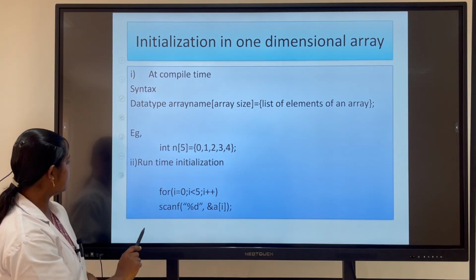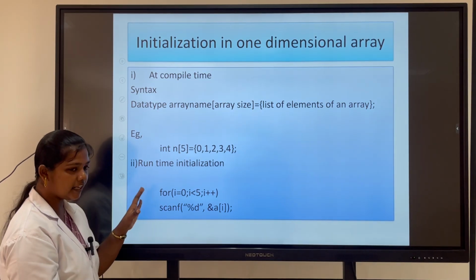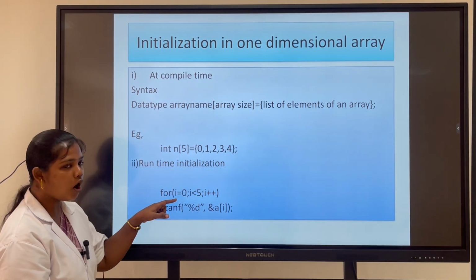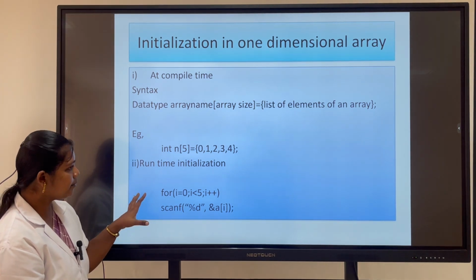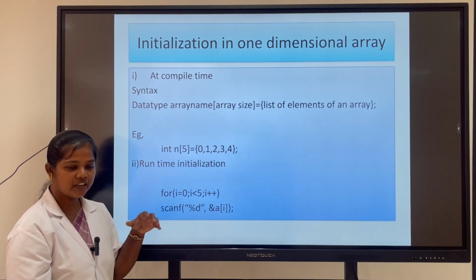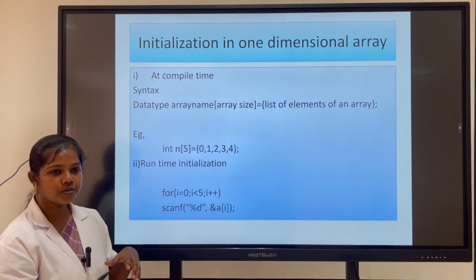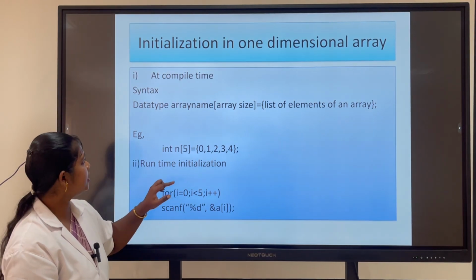Next, the second one is runtime initialization. In runtime initialization, we use a for loop statement. Why we use a for loop: because we get the input from the user.